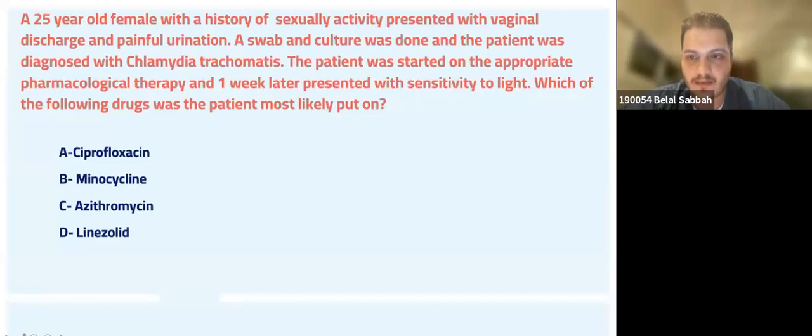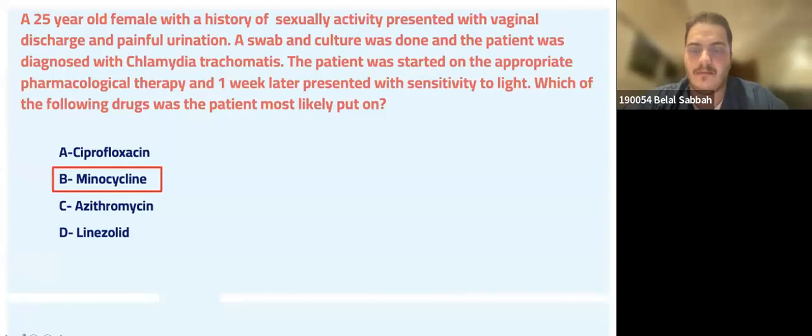Okay, linezolid, minocycline. So B is correct because it's a type of tetracycline. Tetracycline is well known to cause phototoxicity and other things such as vomiting and nausea. It can also cause dose-related ataxia.